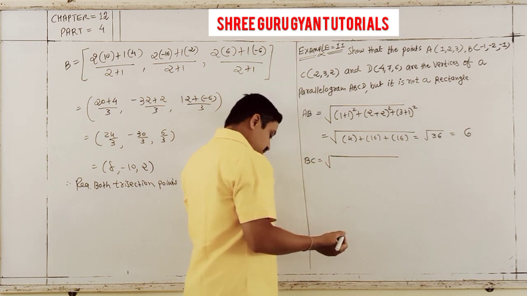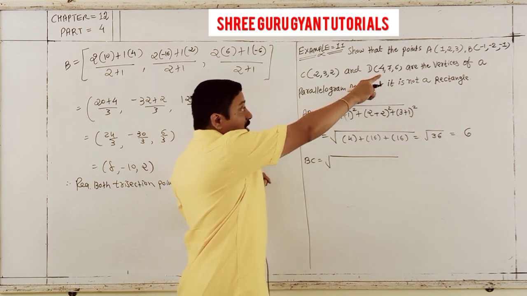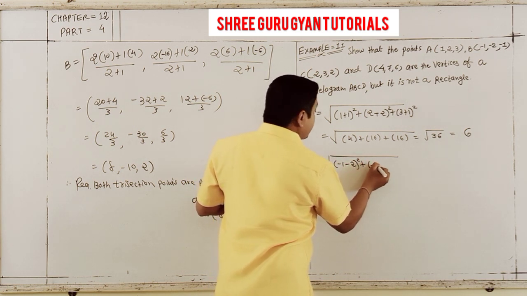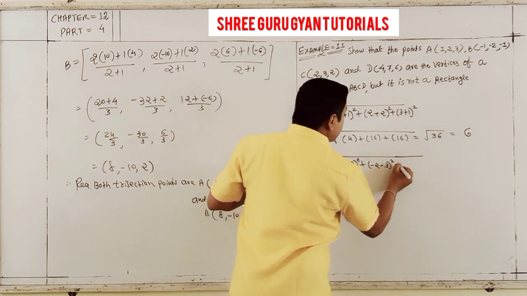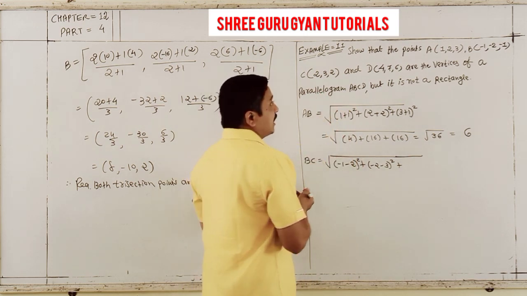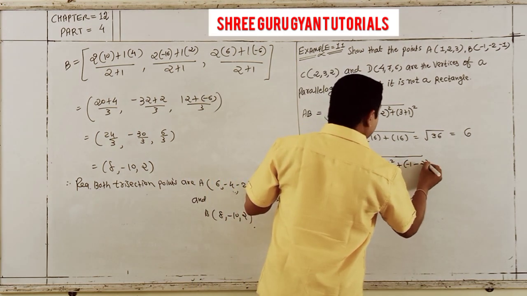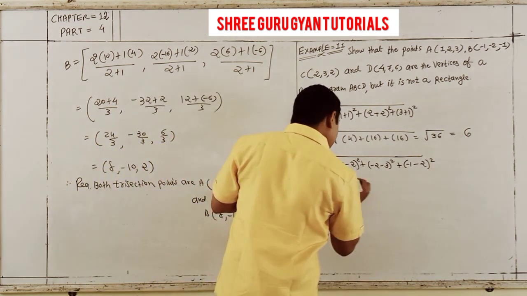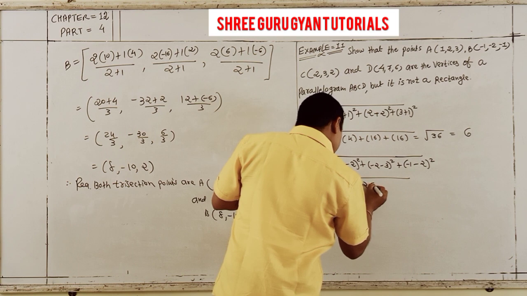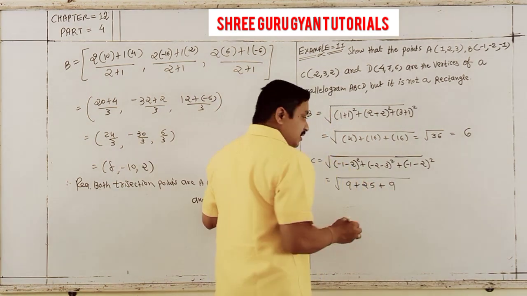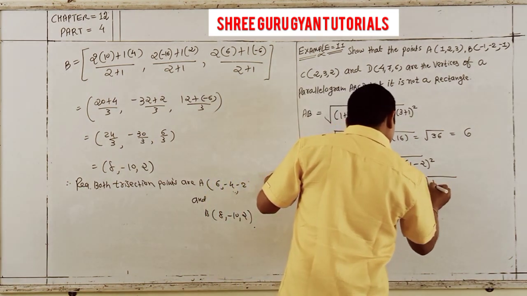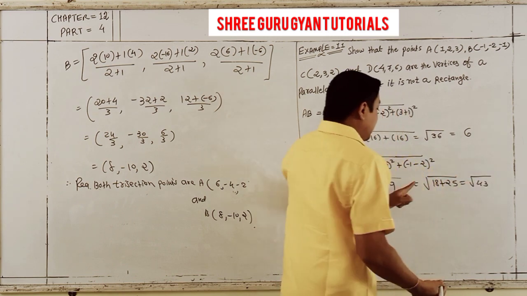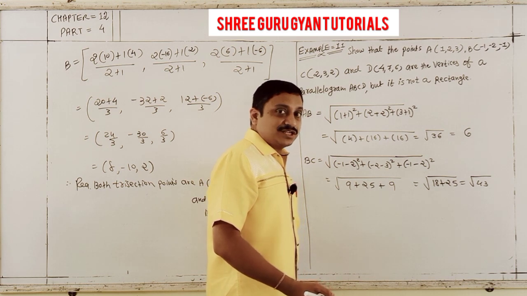Next BC. Same, do the distance formula in BC. So B to C, apply that. Minus 1 minus 2 square, minus 2 minus 3 square, and last minus 1 and minus 2 square. Same, students, going here: 3 square means 9, 5 square 25, and also 3 square 9. 9 and 9, 18 plus 25. It will get 43.